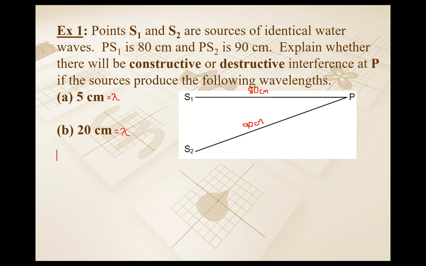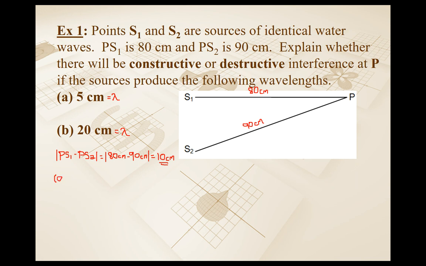So my path difference would be PS1 minus PS2, which would be equal to PS1 is 80 centimeters, subtract 90 centimeters. And if you take the absolute value of that, 80 minus 90 would be negative 10. Absolute value would just be 10 centimeters. Okay, that's my path difference.